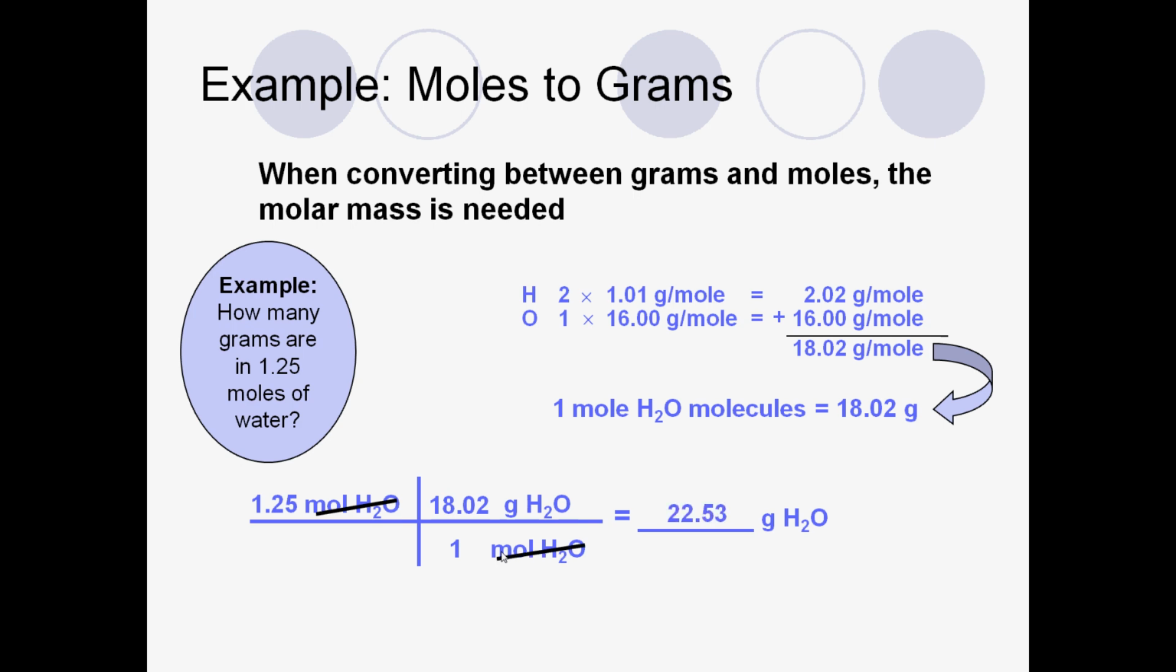Multiply through, and we get 22.53. We have 3 significant figures here and 4 here, so we need to round this to 22.5 for our final answer.